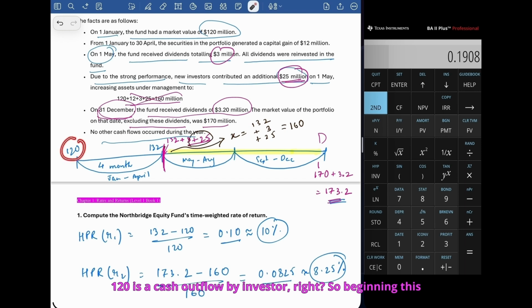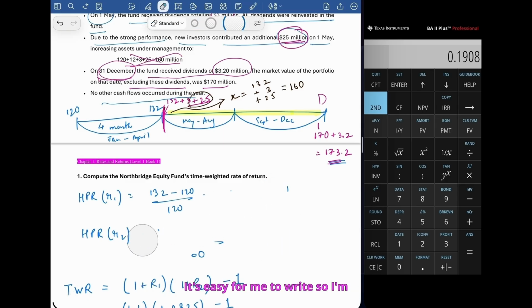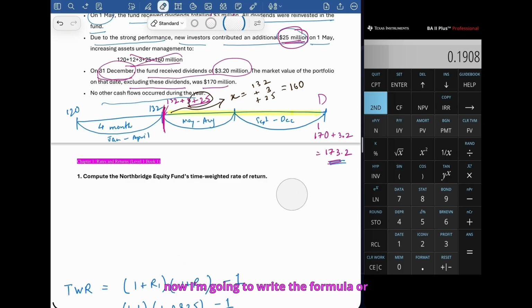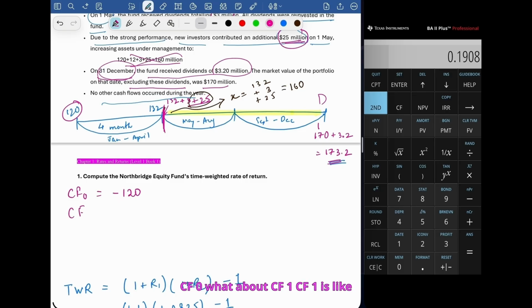So beginning this, I'll just erase this one out so that it's easy for me to write. Now I'm going to write the formula for money weighted, not time weighted. So CF0, I can write it as minus 120, because this 120 is investment outflow from the point of view of the investor. Okay, CF0. What about CF1?